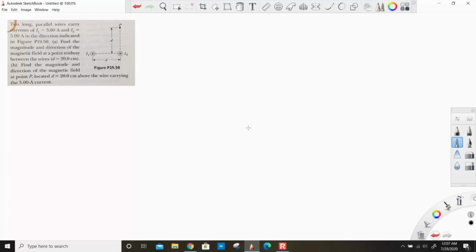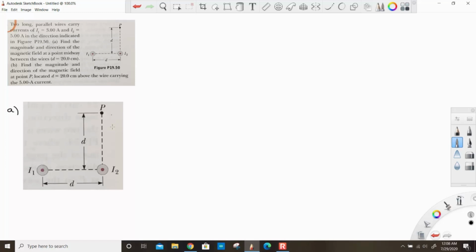Let's start with part A. I've blown this up so that we can get a better sense of the geometry here. We are interested in the magnetic field at a point directly in between these two, and that's going to be at a distance r equals d over 2, half of d. That's half of d from this wire and half of d from this wire.